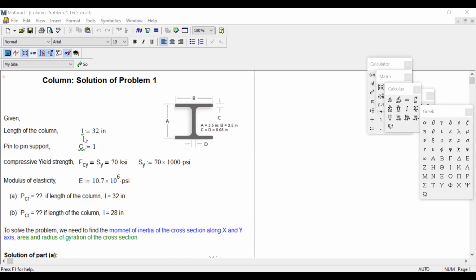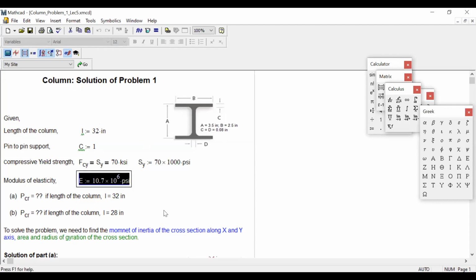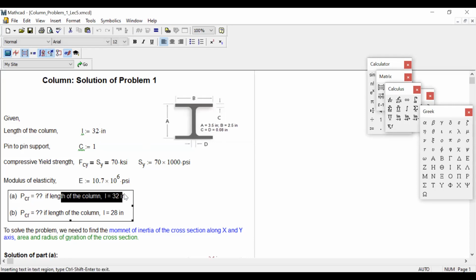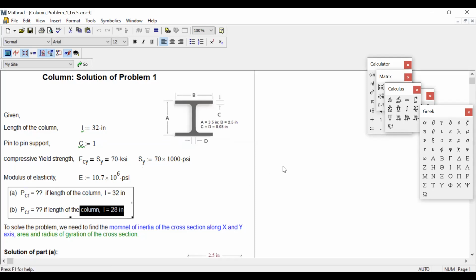Okay, so the length of the column is 32 inches, end condition equal to 1. And you see Fy or Sy equal to 70 ksi. That means kilo PSI, so you multiply by 1000. Value of E is given. You need to figure out P critical if length of column is 32 inches. You need to figure out P critical if length of column is 28 inches.